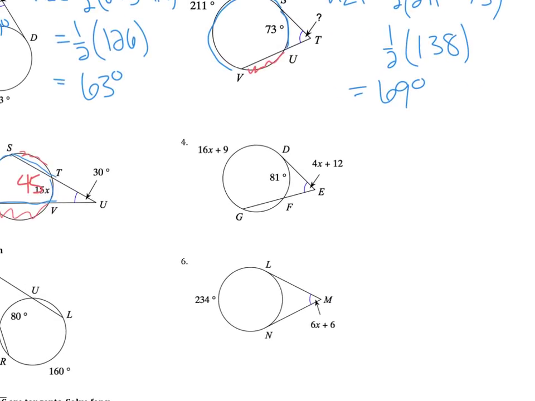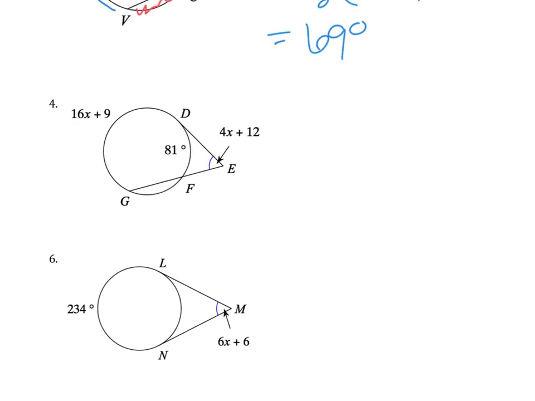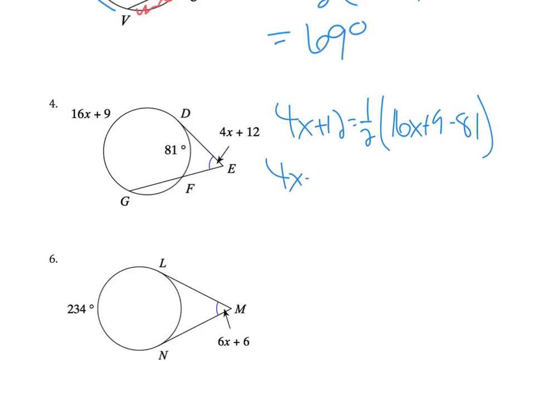All right, number 4 here. So we have a tangent and a secant, but again, nothing changes. We have our outside angle, which is 4x plus 12, is equal to 1/2 the major arc, which is the 16x plus 9, minus our minor arc, which is 81. So combine some like terms there, and I get 16x minus 72.